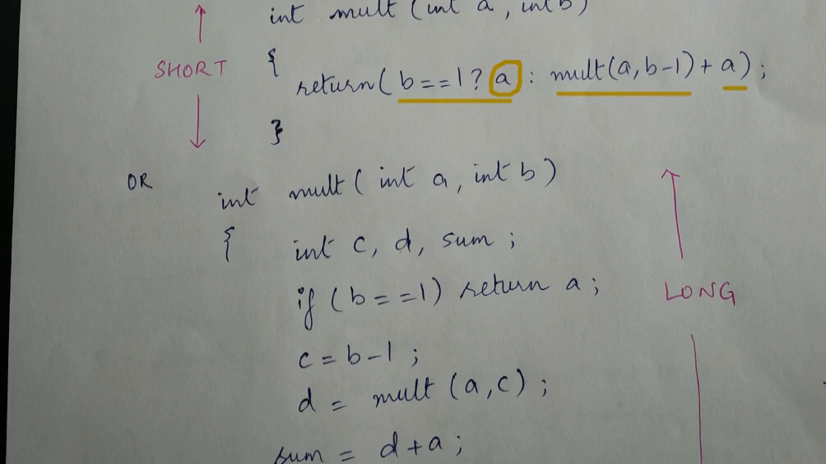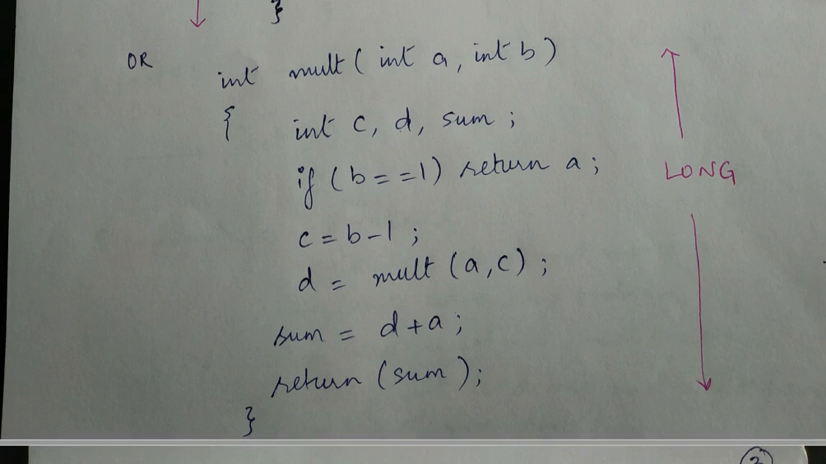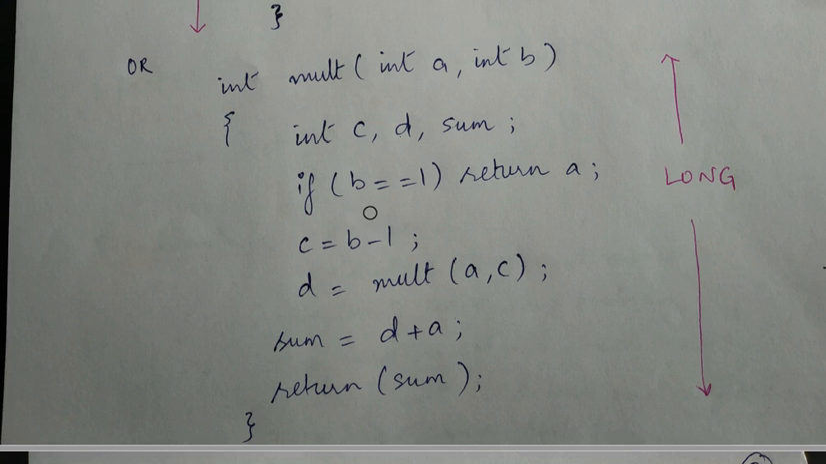Okay, this is the shorter version of the same program. We can also write it like this. So if b is 1, return a, otherwise c is, we set it to b minus 1, and then we call multiply a with c, return the value to d, we add that here, and we return the sum.